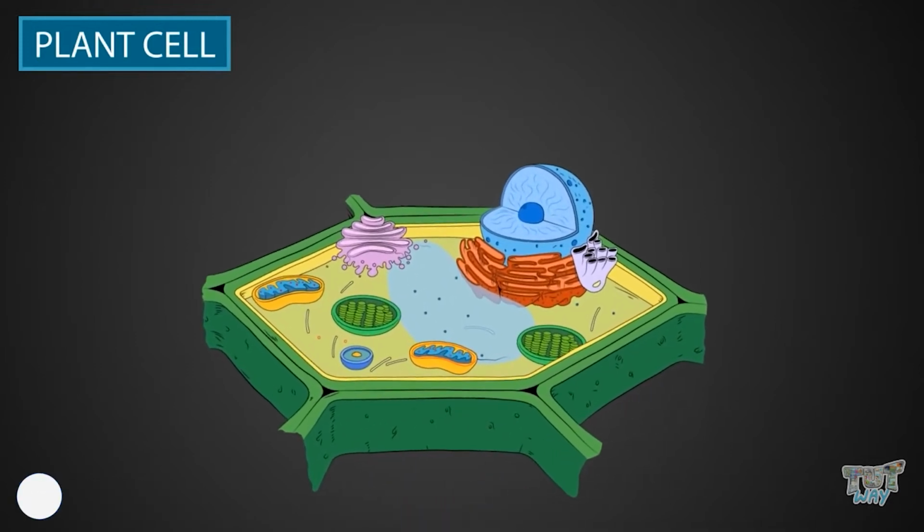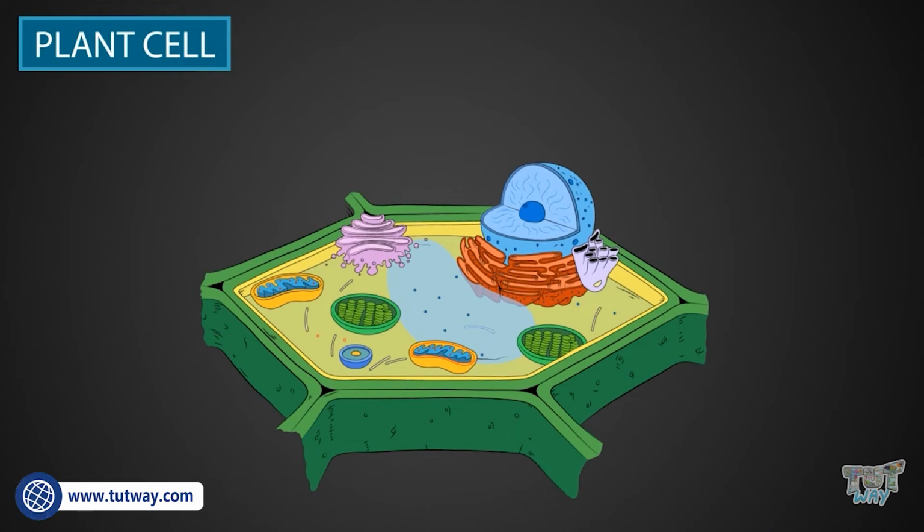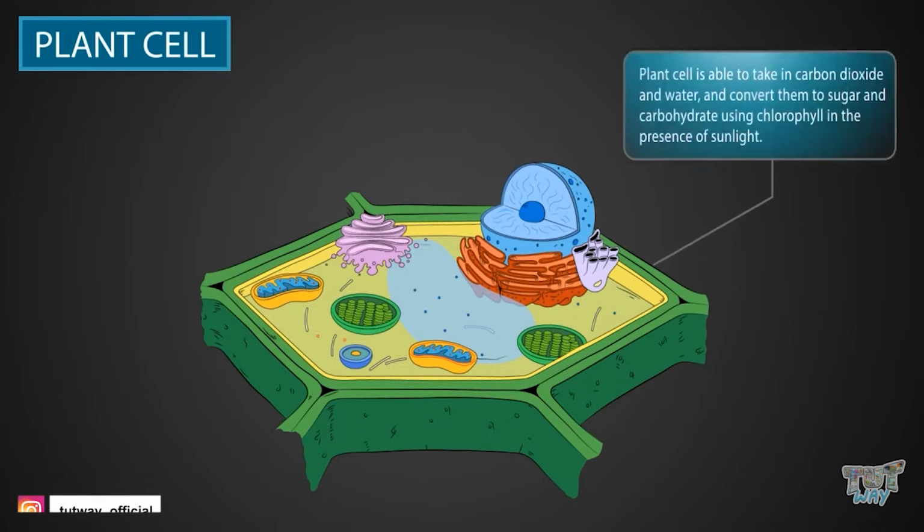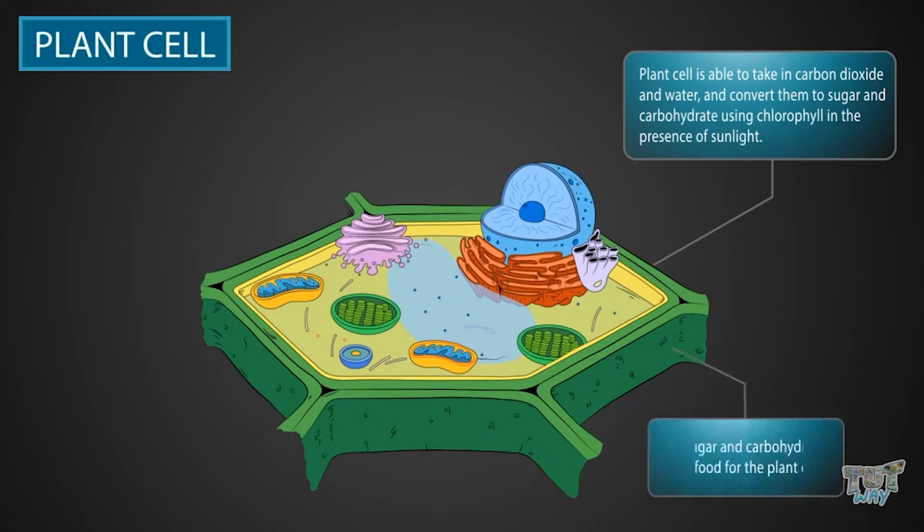We learned that the plant cell is a unique eukaryotic cell because only plant cells can manufacture their own food. The plant cell is able to take in carbon dioxide and water and convert them into sugar and carbohydrates using chlorophyll in the presence of sunlight. Sugar and carbohydrates act as food for the plant cell, which is prepared by the plant cell itself.